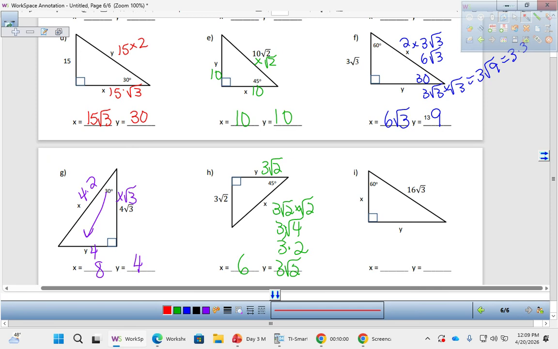And then finally, the last one is a 30, 60, 90. And it looks like I have the hypotenuse. And the hypotenuse is double the short side length. So I'm going to divide this by 2 to get the short side length, 8 √3. And then the 60-degree side length is the short side length times another √3. So it becomes 8 times √9, or 8 times 3. So the short side length is 8 √3, and the long side length is 24.